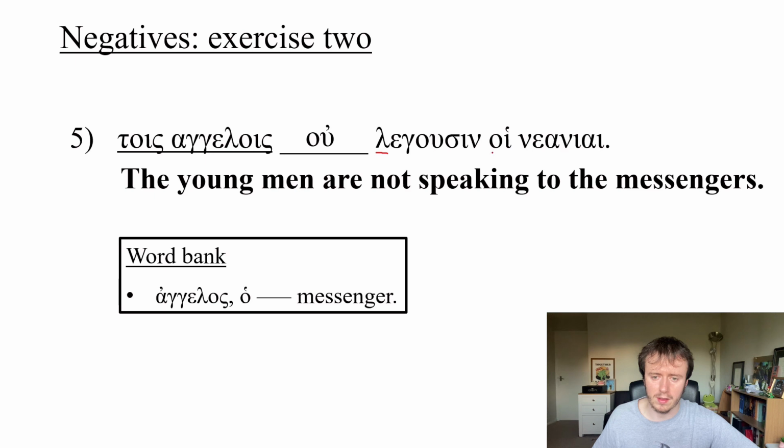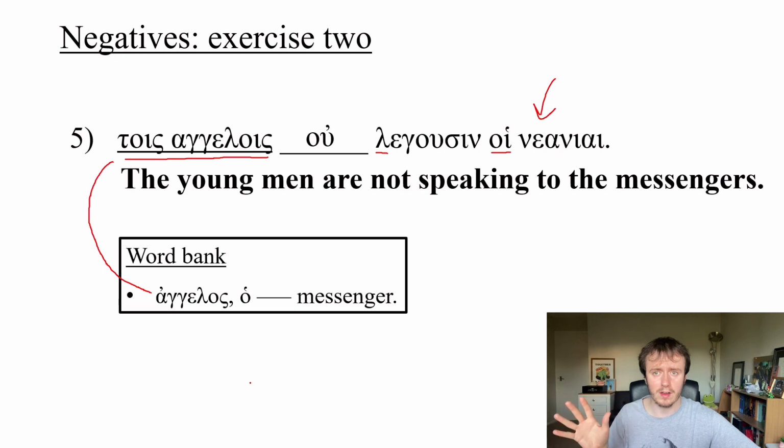We know that it means this because the young men are in the nominative plural, as indicated by the definite article hoi, and then ou legousin is they do not speak, or they are not speaking, but we know who that they is, we know it's the young men. So the young men are not speaking, and tois angelois is the dative plural of angelos. Angelos is a masculine noun, which you could have found down here, meaning messenger. But since it's in the dative plural, and given the context of the verb of speaking, we know it's to the messengers. So the young men are not speaking to the messengers.